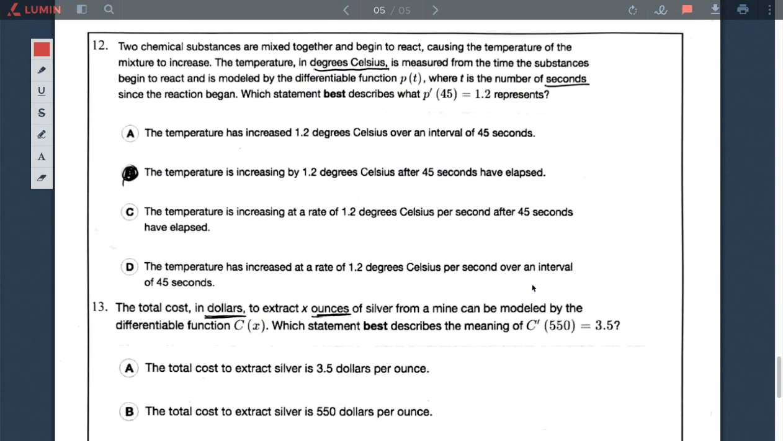All right, last page, 12. Two chemical substances are mixed together and begin to react, causing the temperature of the mixture to increase. The temperature in degrees Celsius, so degrees Celsius right here is my dependent units, is measured from the time the substances begin to react and is modeled by the differentiable function P of t, where t is the number of seconds, so seconds is my independent units, since the reaction began. Which statement best describes P prime of 45 equals 1.2? So I know I've got to have degrees Celsius over seconds. So I go in and find degrees Celsius over seconds.